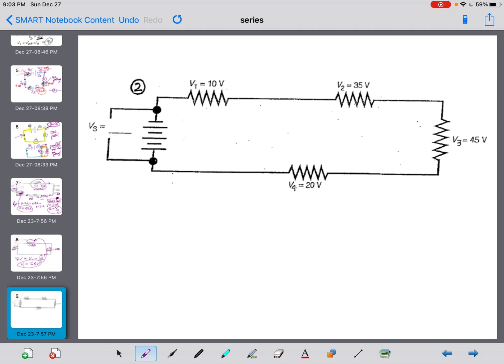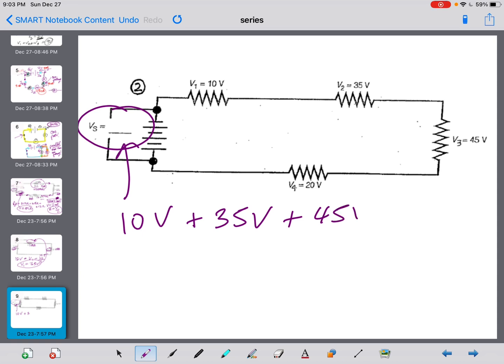All right, try this next one. Pause the video. You're just solving for VS here. Okay, so for VS, we have all of the voltages for the 4 different loads here. So this is going to be 10 plus 35 plus 45 plus 20. This should be 110 volts.